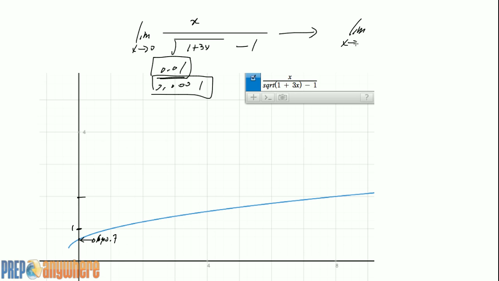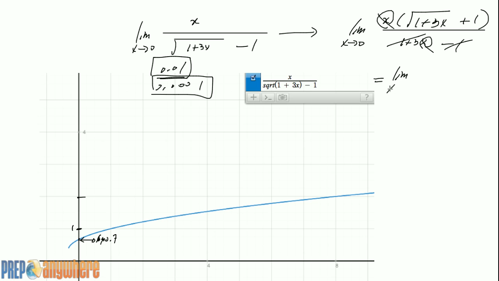So part C tells you to actually find it algebraically, and you multiply top and bottom by the conjugate pair, like this, and the bottom becomes, if you multiply by the conjugate pair, you get 1 plus 3x minus 1. So that cancels out, and the x gets reduced. So we have root 1 plus 3x plus 1 all over 3. So now replace the x with 0, and you get root 1 plus 1 over 3.